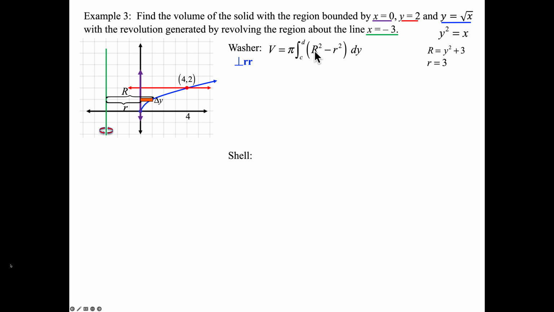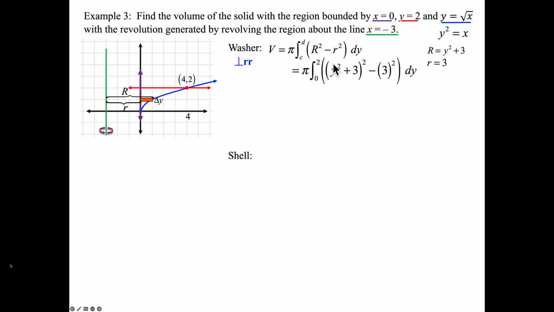So we'll plug those in, and we have the binomial y squared plus 3 being squared minus 3 squared. Not too bad. Very easy to resolve this. I have nothing but polynomials to integrate. I'm going to finish the washer technique because I think right now this is looking okay. My lower bound and upper bound will go from 0 to the y equals 2 line.